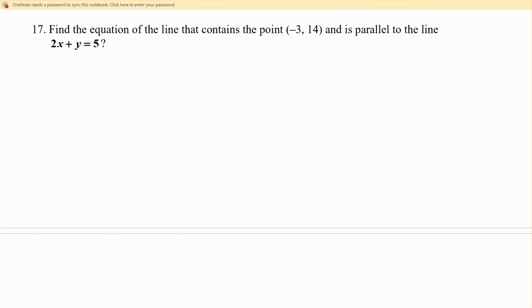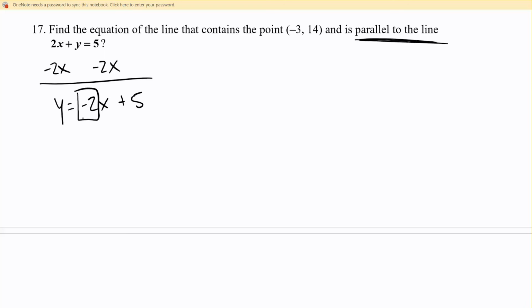Question 17 says, find the equation of a line that contains the point negative 3, 14 and is parallel to this line. So we'll need to find the slope of this line, so we'd subtract 2x from both sides, and we get y equals negative 2x plus 5. So really what that's saying, if it wants it to be parallel, is that we're going to have the same slope here. So we want an equation with slope of negative 2 that goes through negative 3, 14.